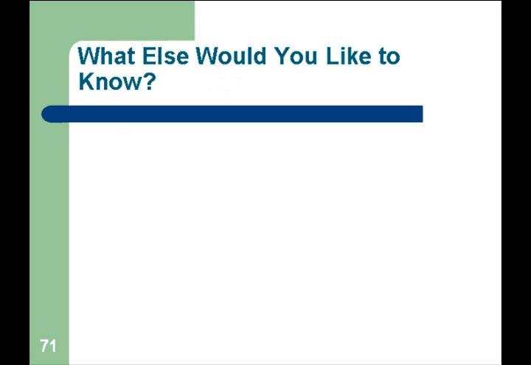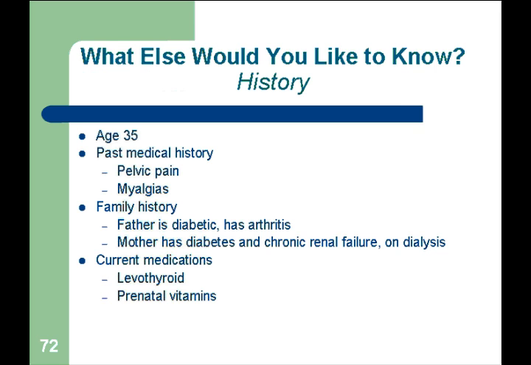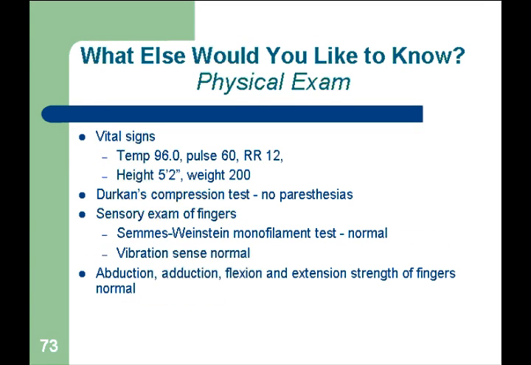What else would you like to know at this point? Well, she's 35. She has a past history for these items. She has a family history of a father with diabetes and arthritis, and a mother with diabetes and chronic renal failure, on dialysis. And these are her current medications. Her vital signs were reviewed here.